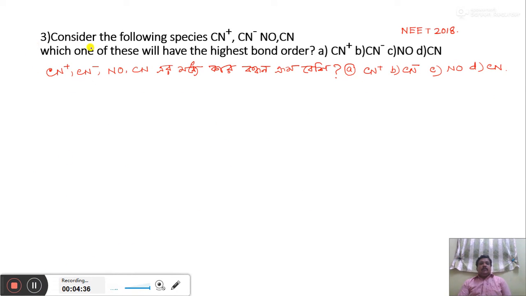Now the third question is, consider the following species: CN plus, CN minus, NO and CN. Which one of these will have highest bond order? We know bond order is equal to electrons present in BMO minus electrons present in ABMO, divided by 2. To solve this question, here we write the electronic configuration of each species and then count the bond order of each species. Now let us first take CN plus.